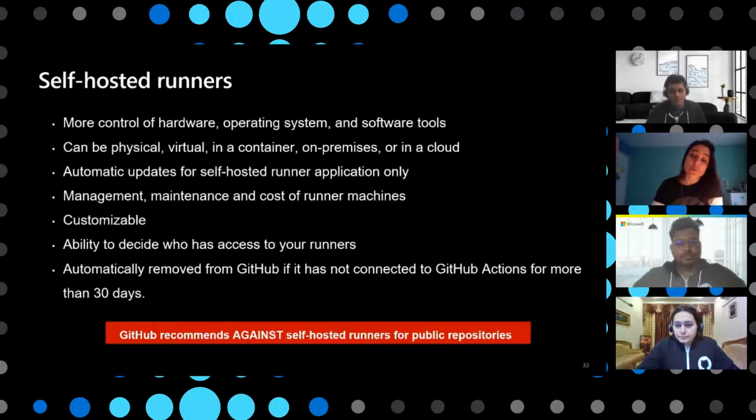They can be physical servers, virtual machines, or they can also just be containers. They receive automatic updates from GitHub just for this GitHub Actions runner application, and the user is responsible for the rest. It's also possible to configure access management on these runners to decide who is allowed to use them. But this extra control comes with a price tag, that being the management, maintenance, and of course, the costs of these machines.